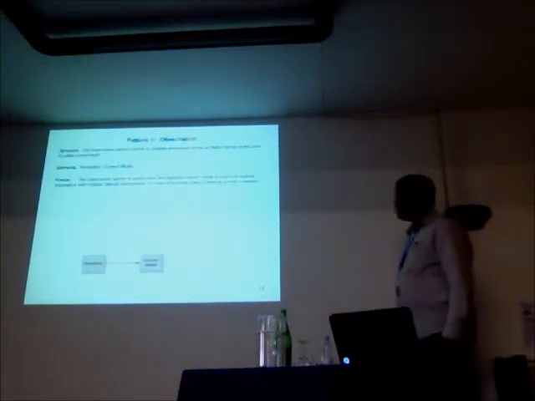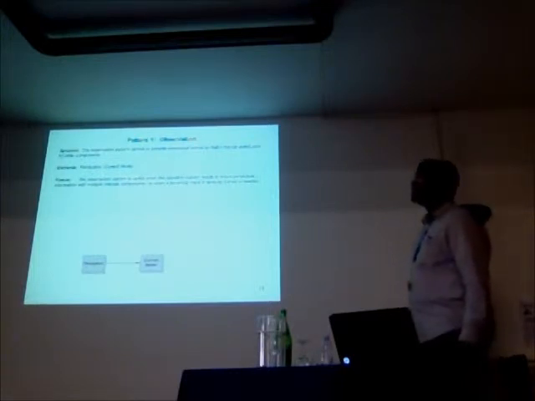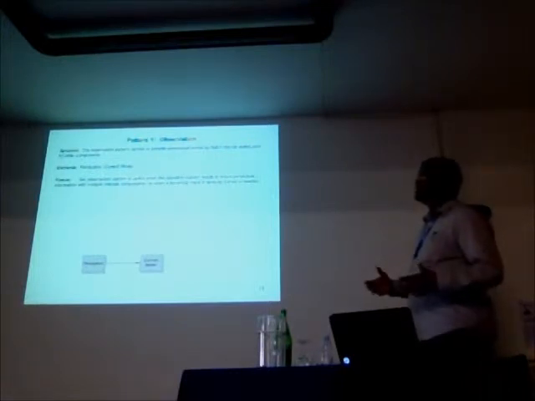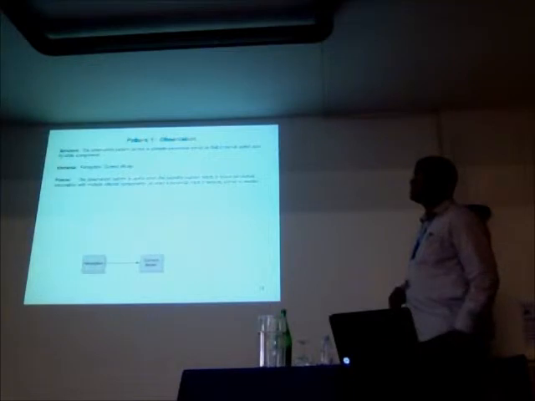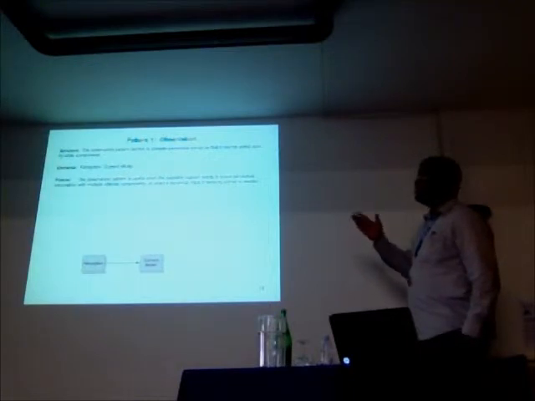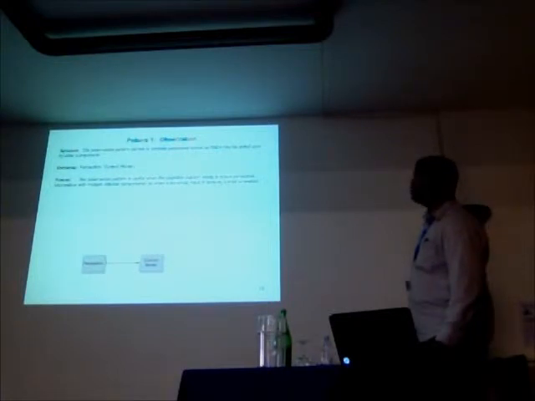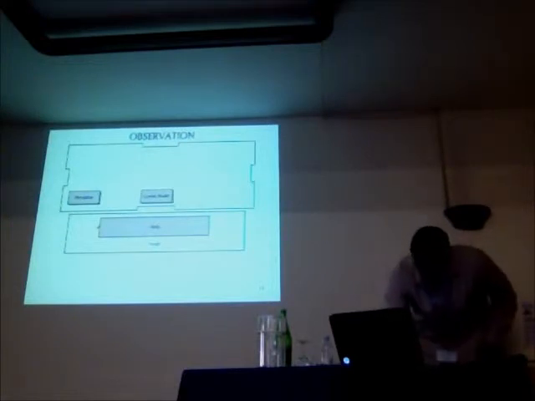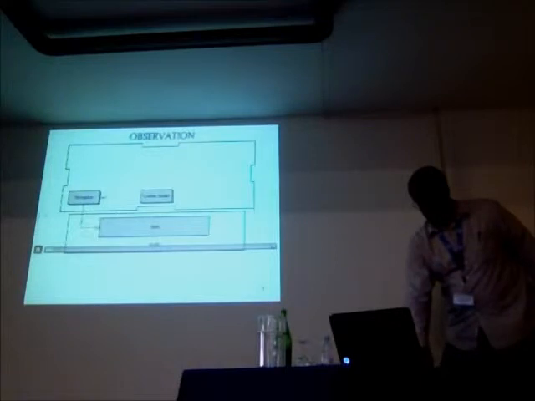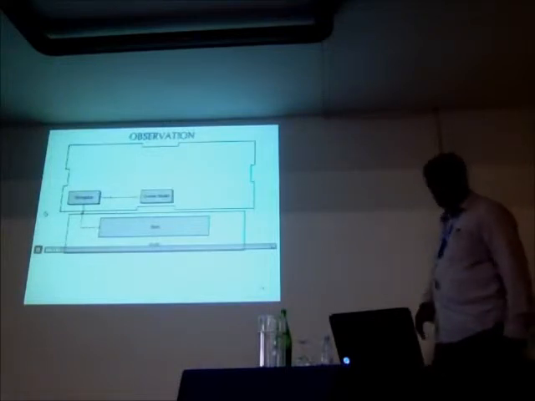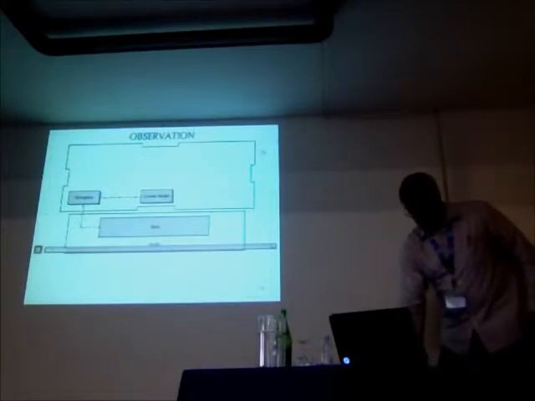So pattern number 1 is observation. The observation pattern essentially saves the perceptual stimuli that came in from the sensors. And you'd want to use this pattern when the cognitive system needs to share perceptual information with multiple internal components, or when you want to record a historical trace of the sensory stimuli that it has encountered.